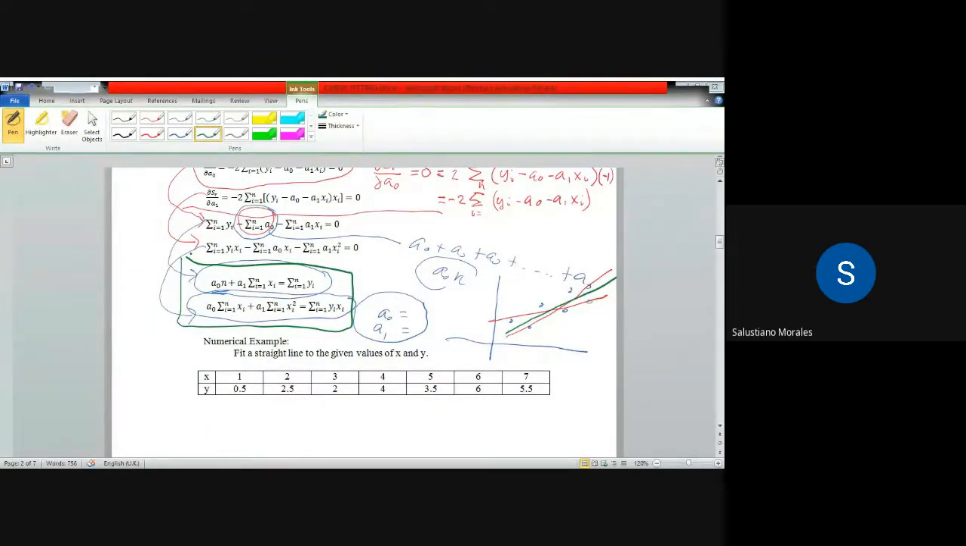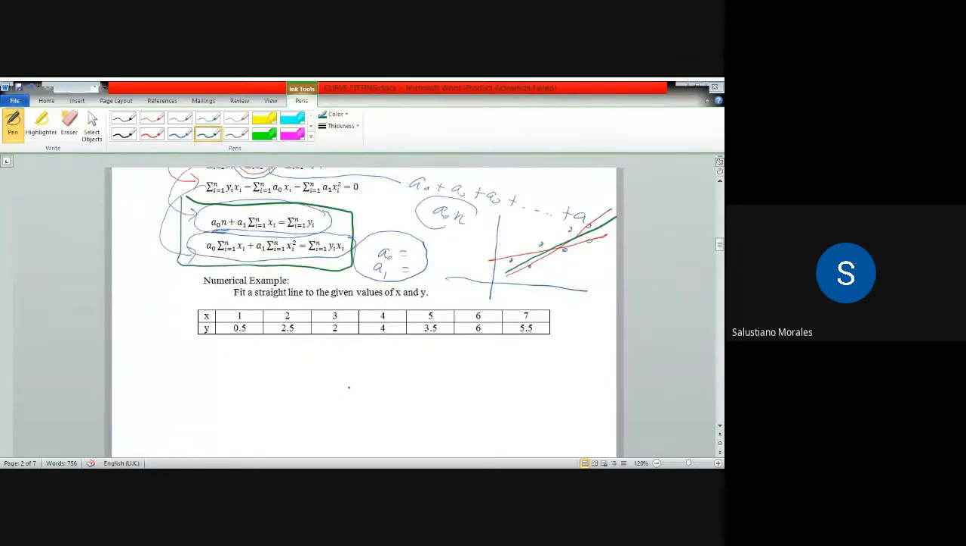So the numerical example here is that we are required to fit a straight line to the given values of x and y. The values of x are the following: 1, 2, 3, 4, 5, 6, 7. And the corresponding values of y for these values of x are: 0.5, 2.5, 2, 4, 3.5, 6, and 5.5. So we're going to fit these given data points with a straight line.